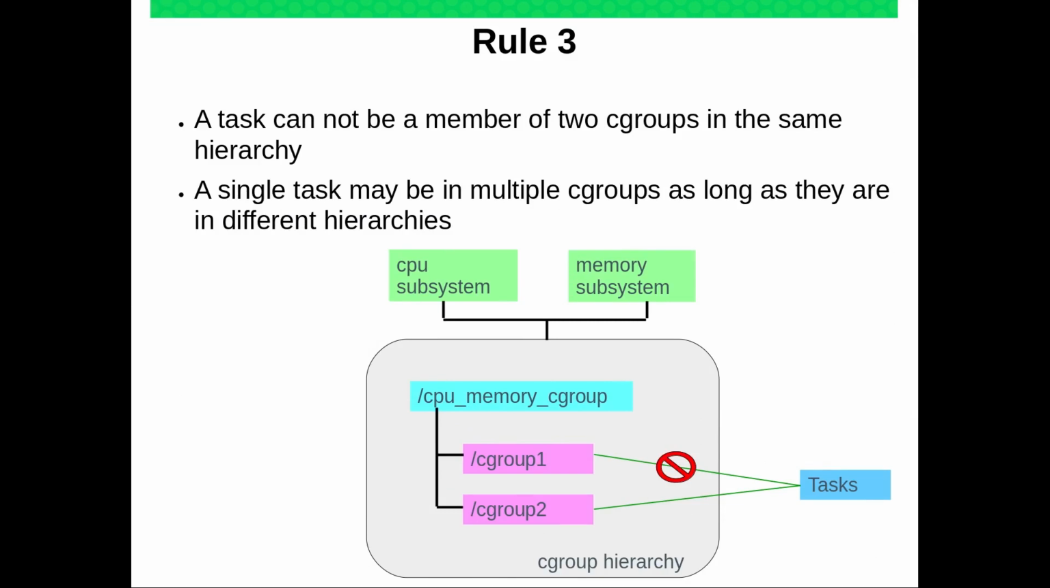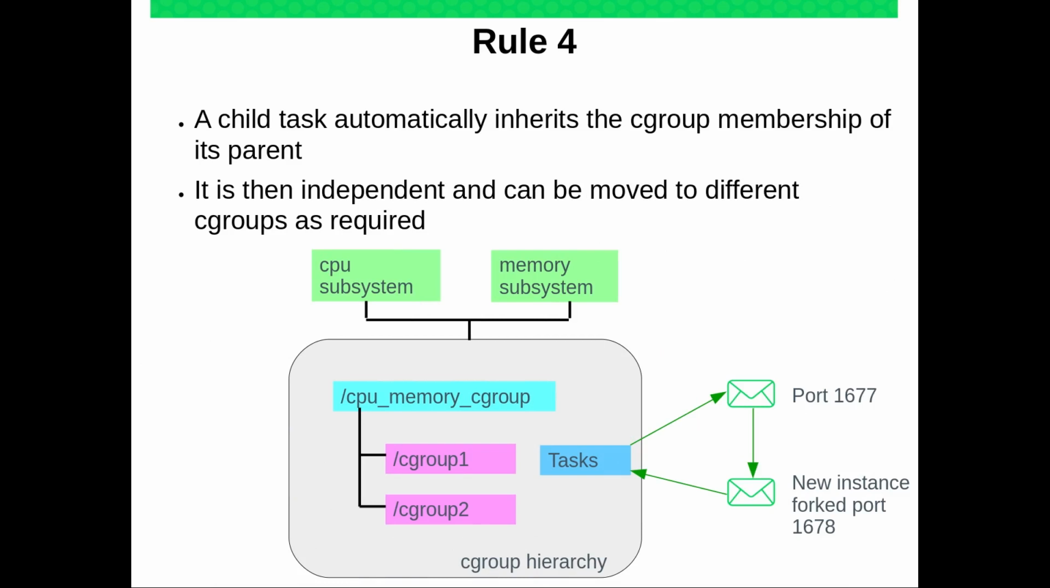Rule number 3, a task cannot be a member of 2 C groups in the same hierarchy. That doesn't mean they can't be in 2 different C groups of a separate hierarchy. And a single task can obviously bridge that. It just makes it so that tasks don't get confused and there's clear, obvious rules as to what access they have. Rule number 4 is that child tasks automatically inherit C group membership of its parent. It's then independent and can be moved to different C groups as required. So there are your 4 rules.